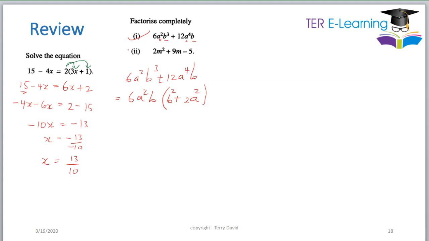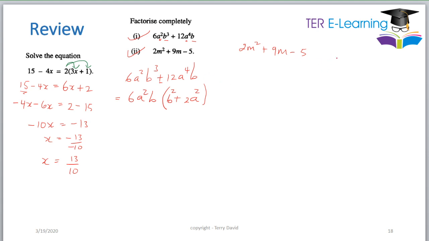So let's work on the second part. The second part has 2m squared. So it's 2m squared plus 9m minus 5. Right? This is a quadratic expression, right? And we're going to do it the way that I showed you all to do it in class.